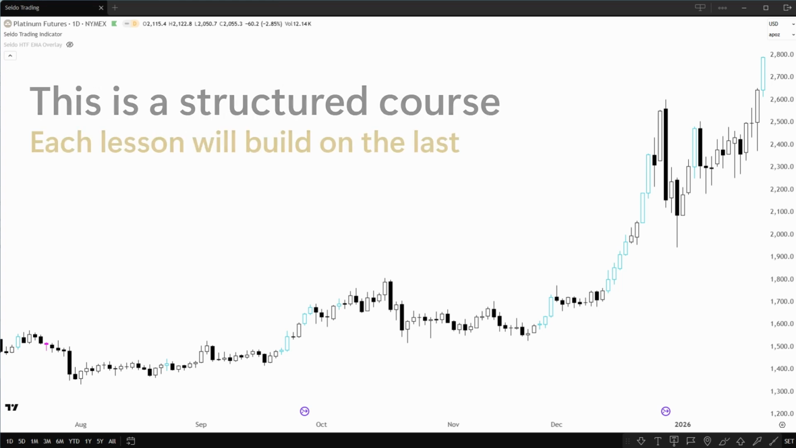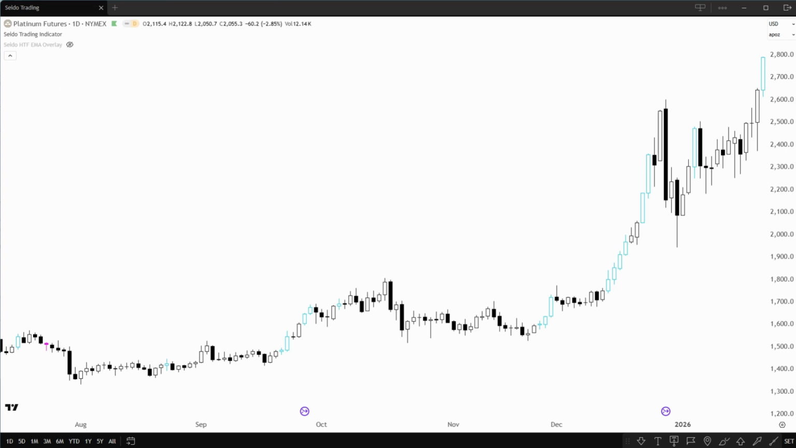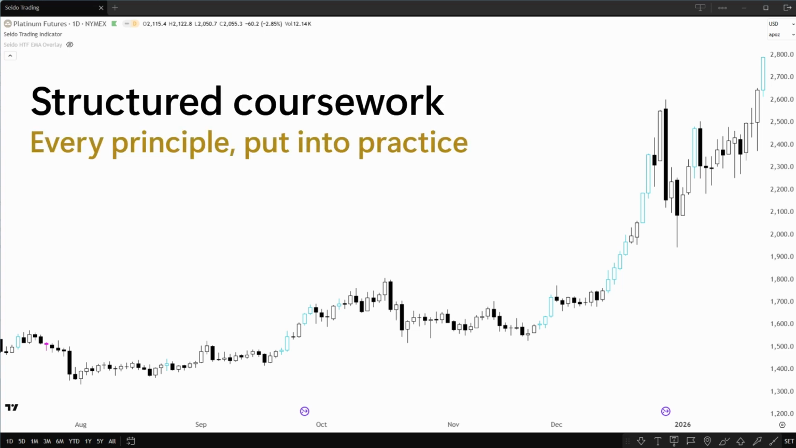This is a structured course. Each lesson builds on the one before it. The concepts are sequenced deliberately so that if you skip ahead, you may miss context that later lessons assume you have. Attached at the end of every lesson is coursework. This is designed to build your ability to apply these principles that we've just covered. What we're doing is we're building your ability to read price, so take the time to invest in the work.